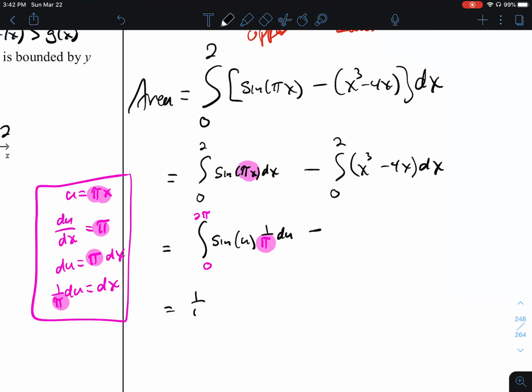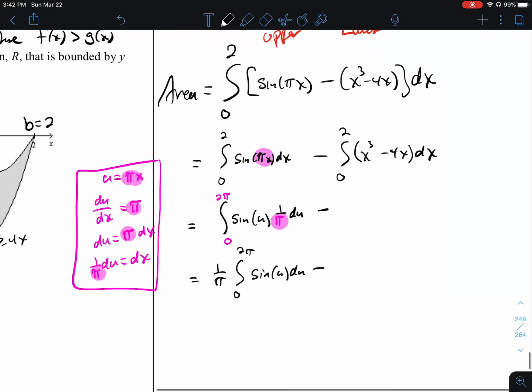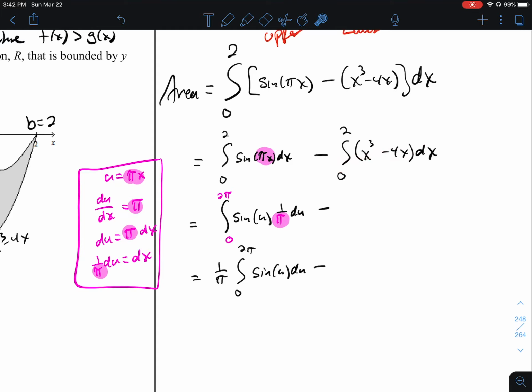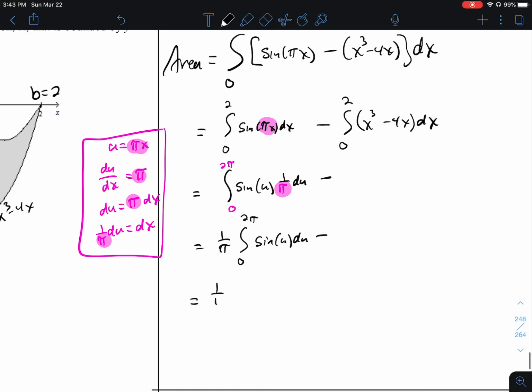And then we can pull the 1/pi to the front, and we can just integrate sine of u with respect to u. I'll come back and pick up this fella here in a moment. I'm just going to continue with this. It's going to be 1/pi. If we integrate sine of u, that's going to be negative cosine of u. I'm going to put the negative out here. We're integrating from 0 to 2 pi, or we're evaluating. We already integrated.